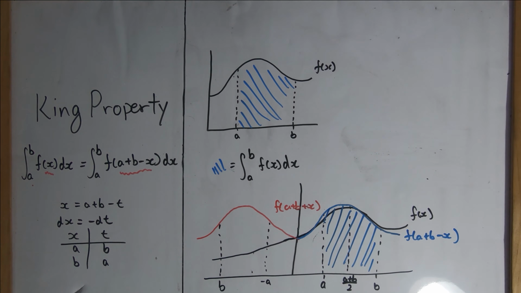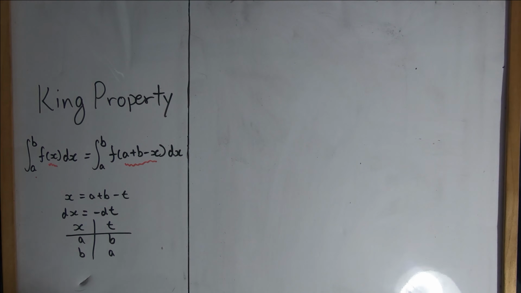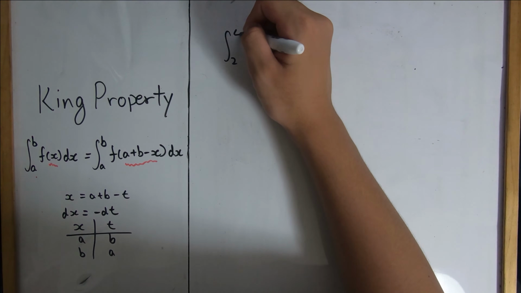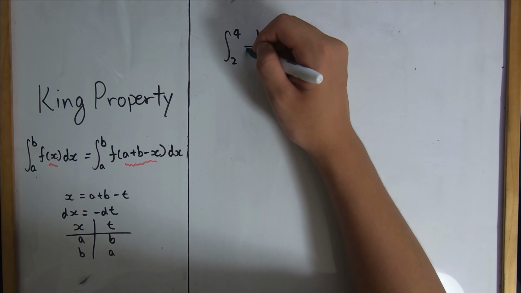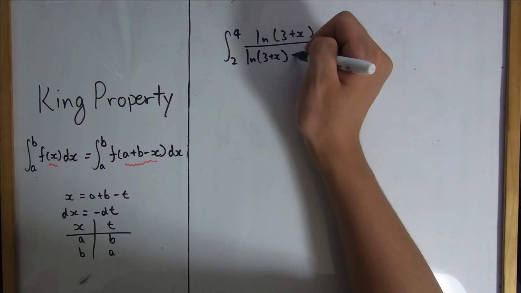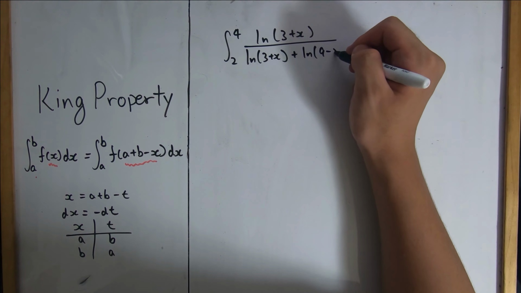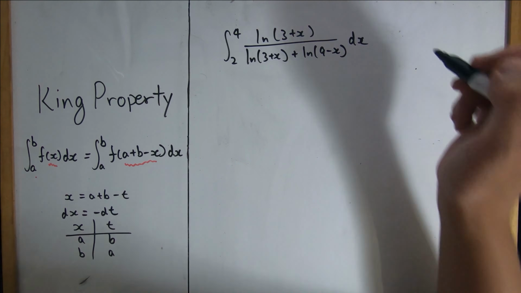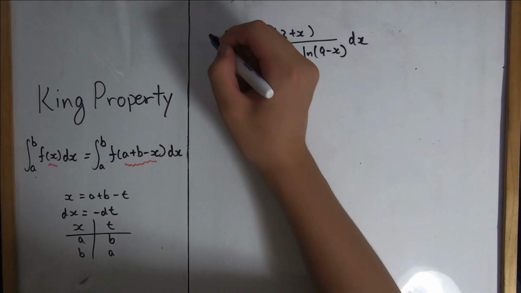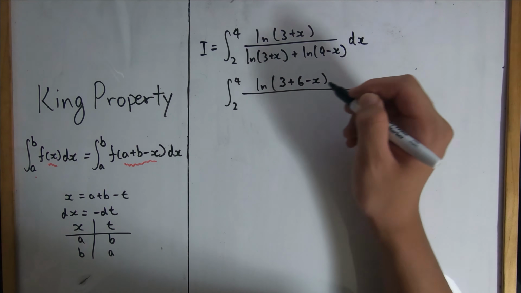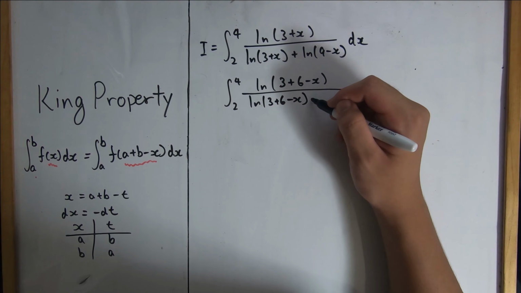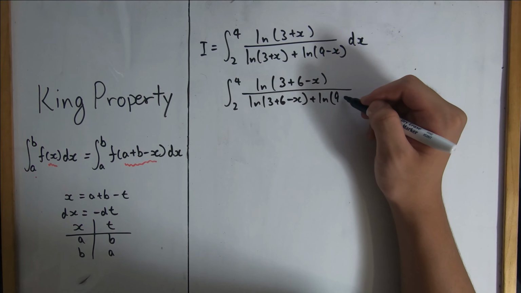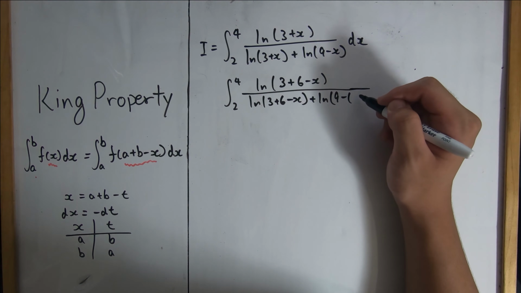Alright, now that we understand the property and what this is really doing, let's try an example. This is a question directly from a practice document in the calculus section. Find the value for the integral of the natural log of 3 plus x over the natural log of 3 plus x plus the natural log of 9 minus x dx from 2 to 4. Let's start off by using the king property and replace all of x with 2 plus 4 minus x, or in other words, 6 minus x. And simplify.